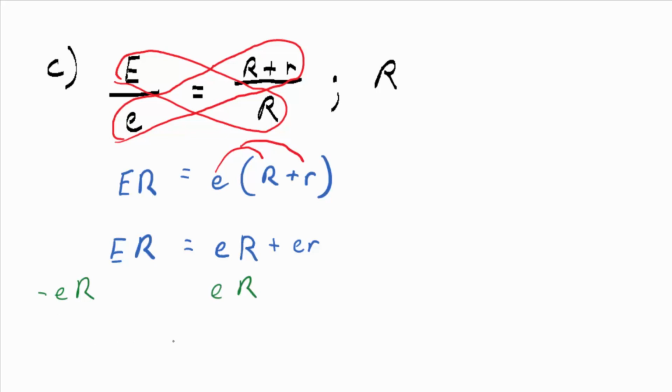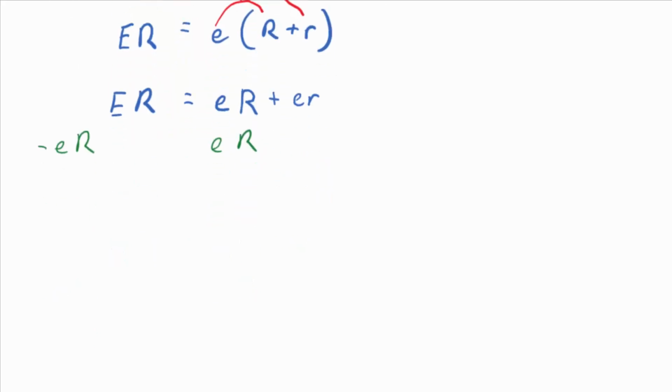Does everybody see why I did that? Okay, so that means I'm going to write the big E times big R first, and then subtract off the little e times big R. That's the left side. What's left on the right side? So we're subtracting right there. Just R. Okay, that was the hard part.